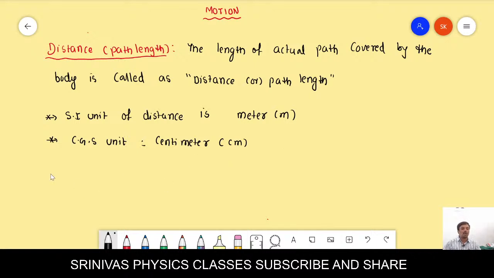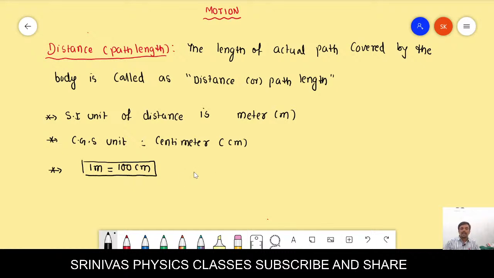1 meter is equal to how many centimeters? Can anyone tell how to convert meters into centimeters? Write in the chat box, students, those who know. Anybody knows? 1 meter is equal to 100 centimeters. In order to convert meters into centimeters, you should multiply by 100.